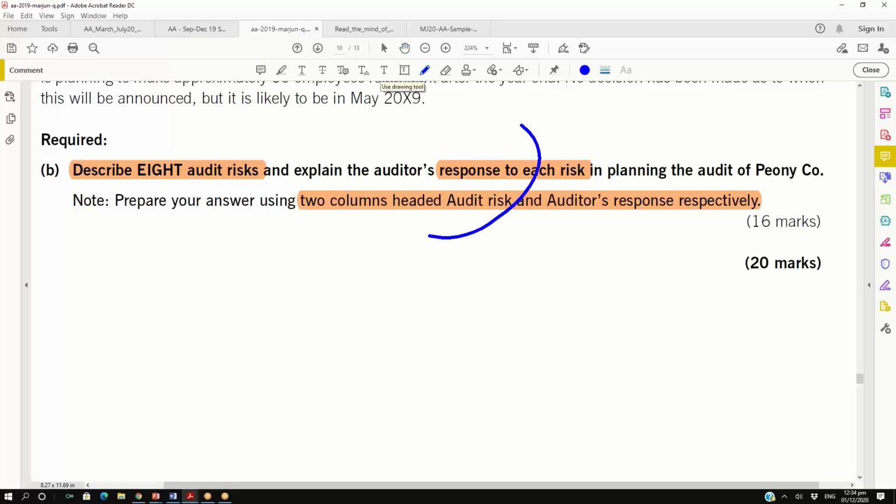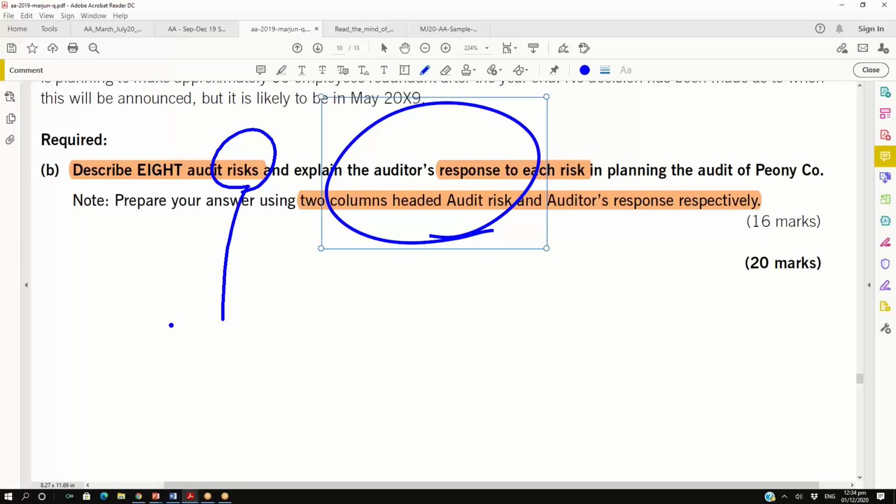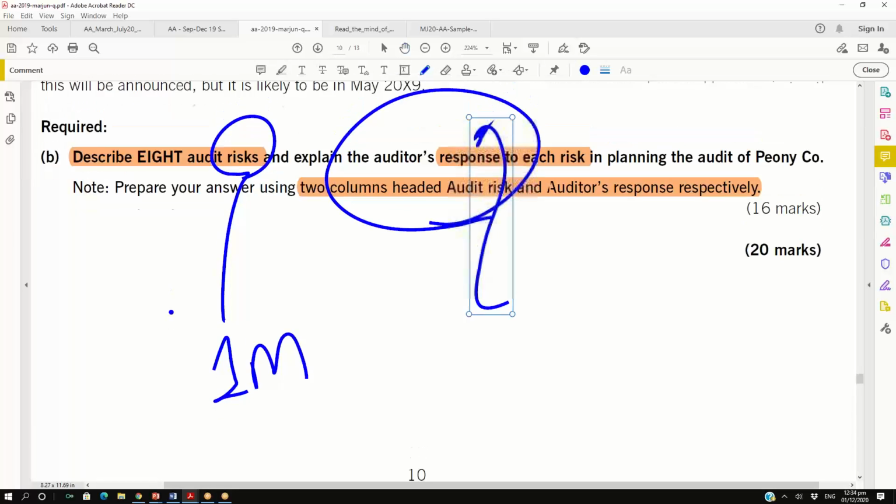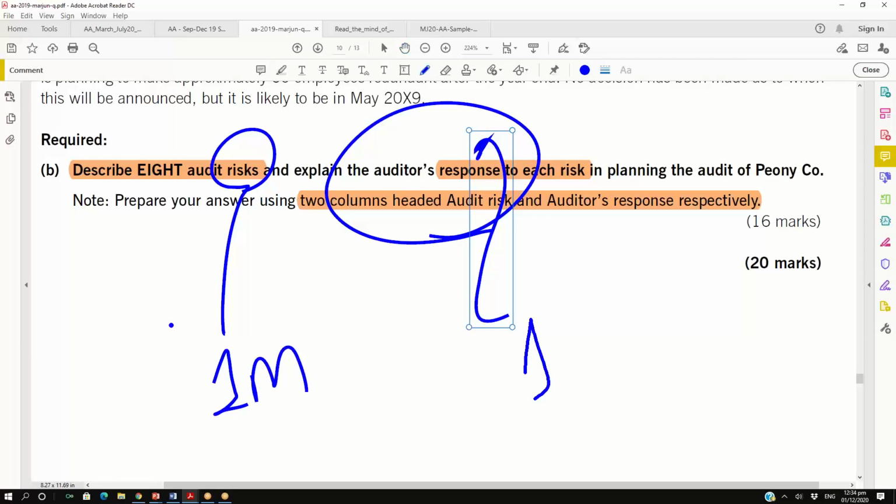When you have 16 marks here, you're dividing it across 8 audit risks, right? So for every audit risk, you take 1 mark, and for the recommendation of the risk response, this response will give you another 1 mark. So 1 audit risk should be worth 2 marks, right? 1 for the risk, 1 for the response, and you write a total of 8.